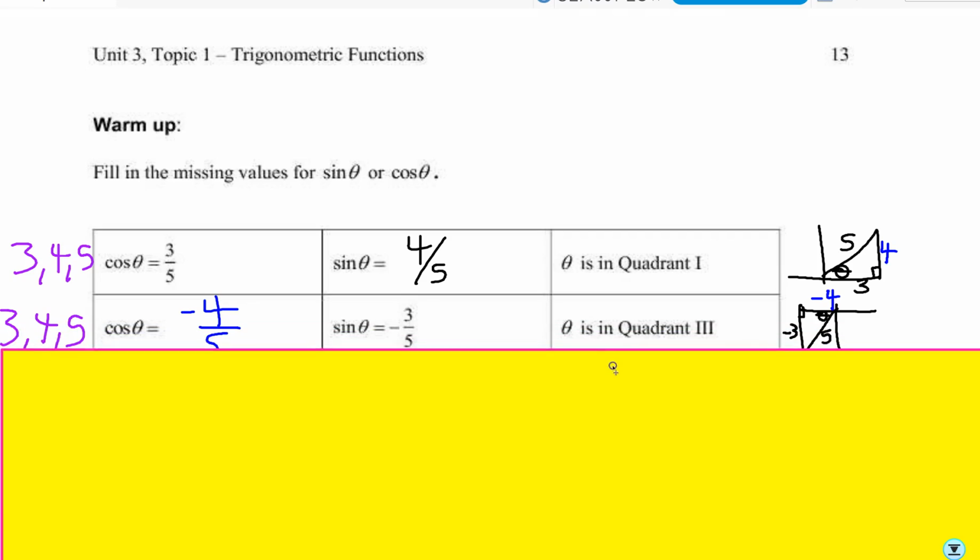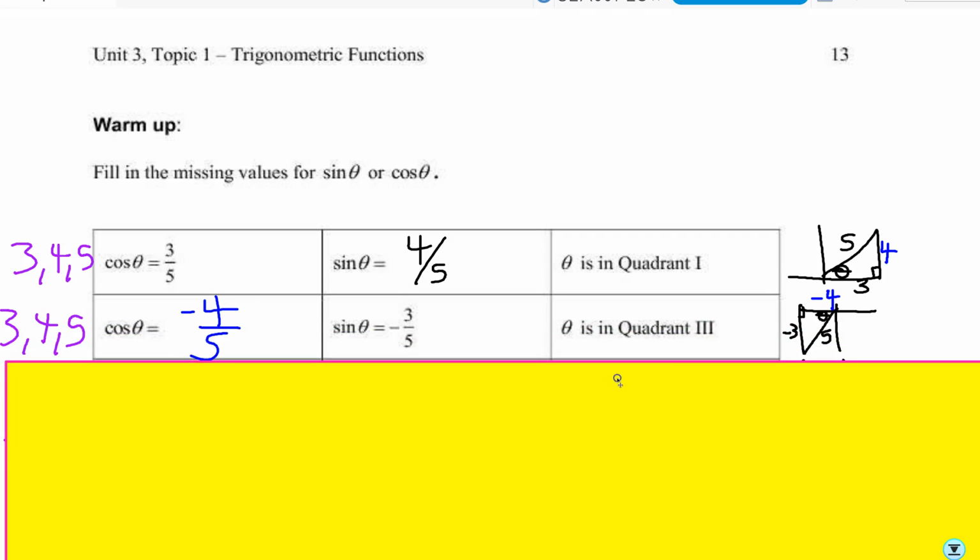For our next row, this time they give us negative 3 over 5, and they tell us that the triangle is in the third quadrant. So I drew my right triangle in the third quadrant, and I labeled the opposite side from theta. I labeled that y value negative 3 and the hypotenuse as 5, since sine is always y over r.